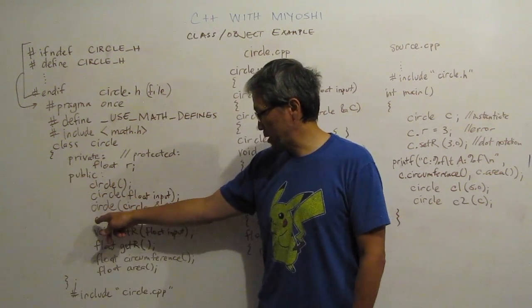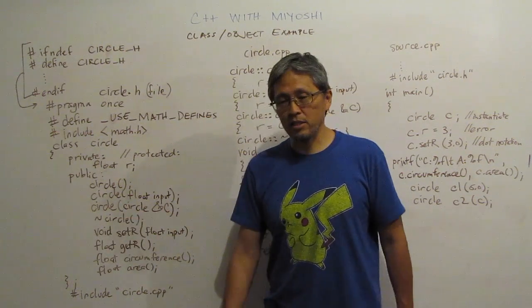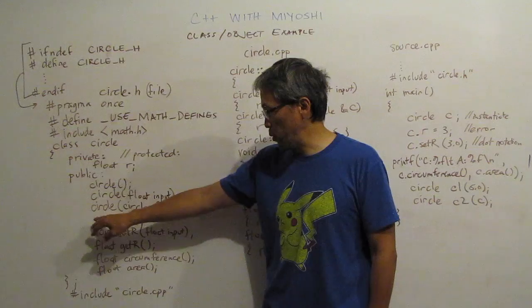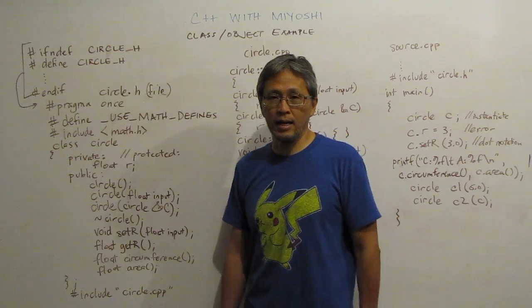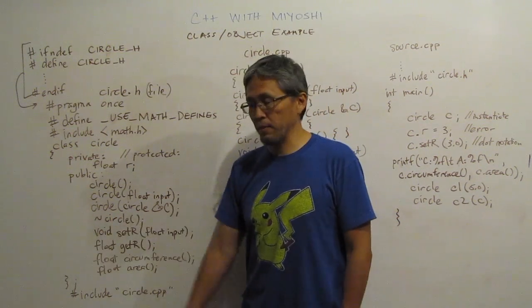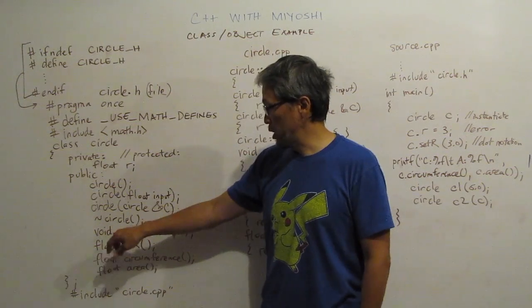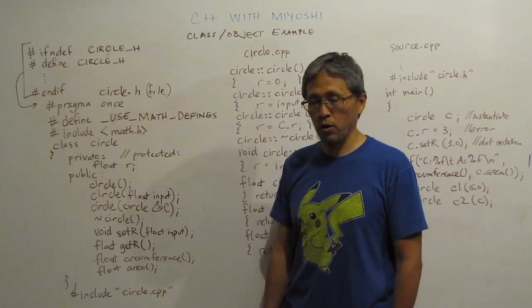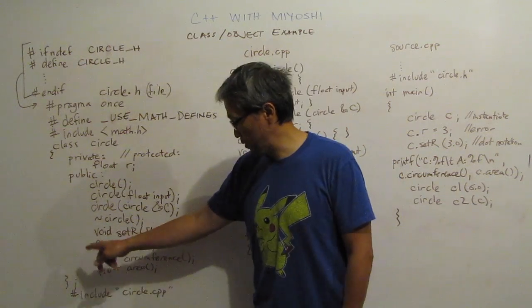This tilde Circle is called my destructor. Usually there's not much in there, so a lot of people will not even put it there. But as you get into more complex code, you're going to have a destructor to figure out how to get rid of your different objects or parts of your object.